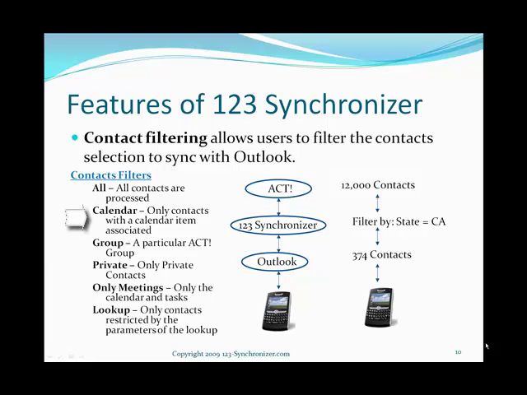Another option is to synchronize only the calendar. What does that mean? We synchronize the contacts that have calendar items related to them, and all the calendar items make it over. You can select a particular ACT group to synchronize. We always make sure that that ACT group is the same in ACT as in Outlook, including the total number of activities and contacts. You can synchronize only private contacts if you wish, or only meetings without the contacts.